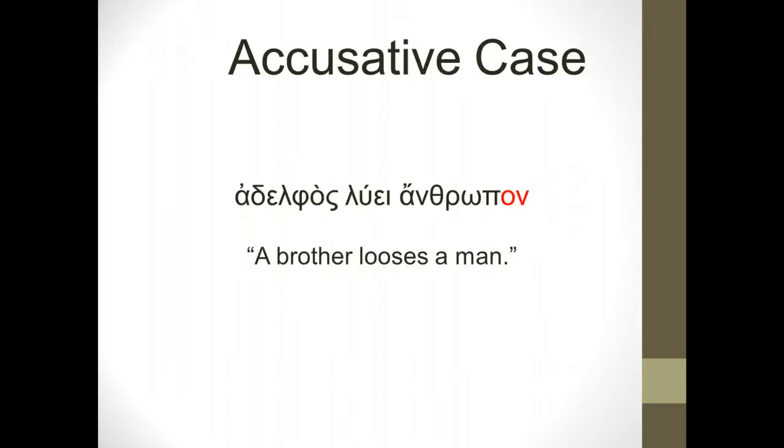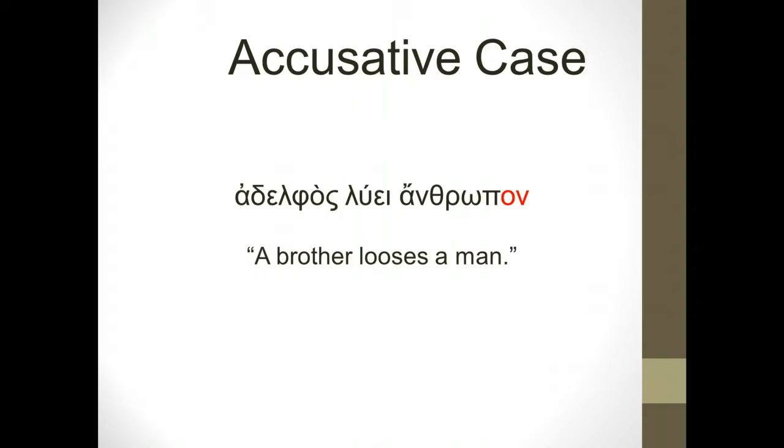Adelphos, again, the omicron sigma tells me that this is a masculine singular nominative. Lue tells me that this is a present active indicative third person singular verb. So this is a brother looses. And then my noun, anthropon, masculine singular accusative. I know that that's my direct object. A brother looses a man.